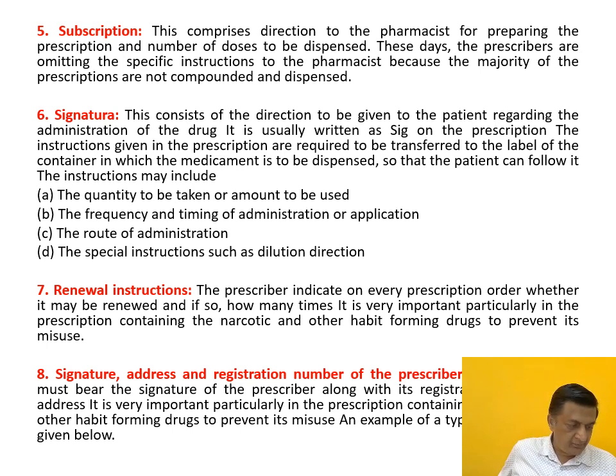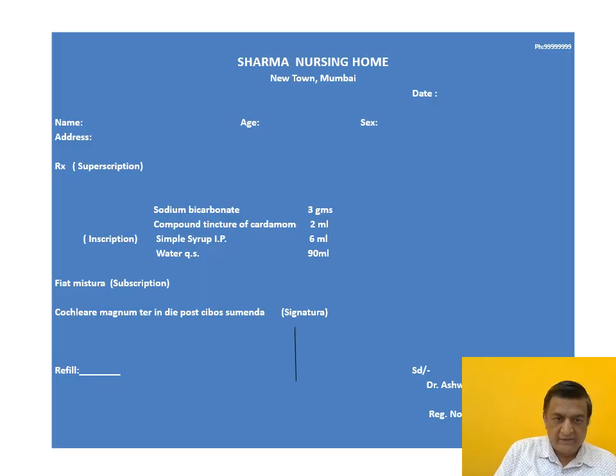Okay, so here is a typical example of a prescription. First, I have told you, Rx is the superscription. Sodium bicarbonate, compound cardamom tincture, simple syrup, water quantity sufficient: this is the inscription. In this, sodium bicarbonate is the base, compound cardamom tincture is an adjuvant, and then simple syrup and water are used as vehicles.